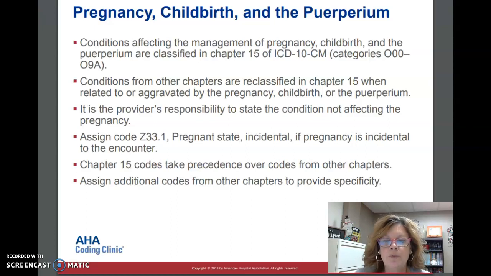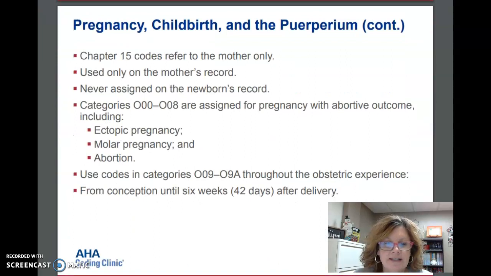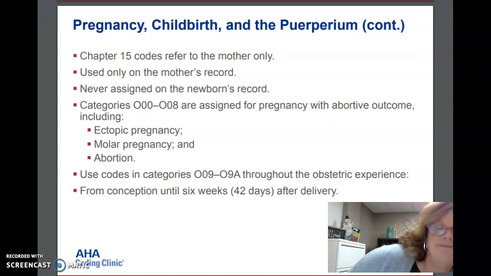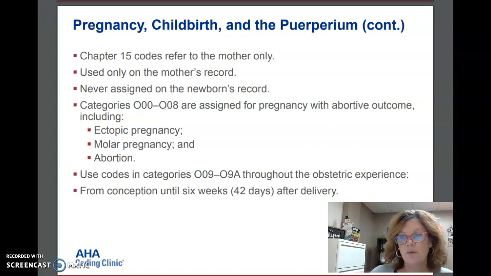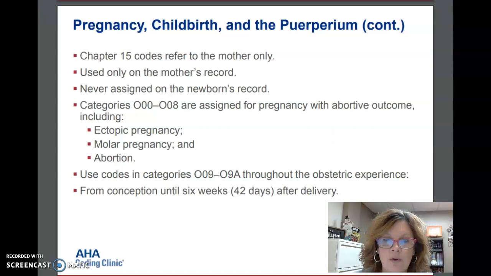Again, when we look at this chapter, we have different rules. We are not coding the baby's chart. We are coding just the mother. So let's keep that in mind. These codes refer to the mother only, are used only on the mother's record, and are never assigned on the newborn's record. I can't express enough that if you're coding a mother's chart, it's O, whereas baby's charts begin with P.